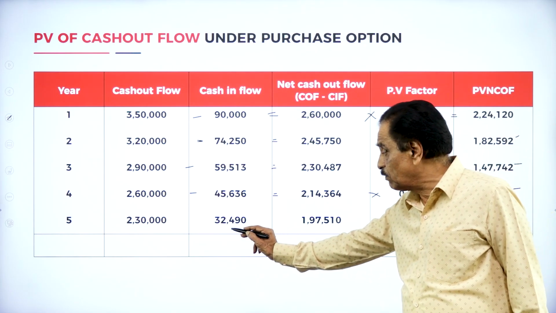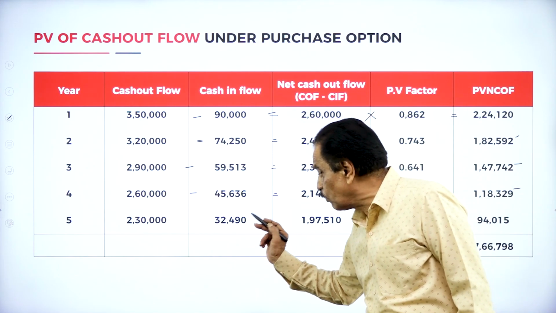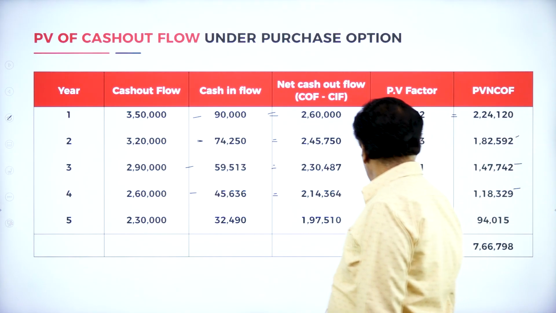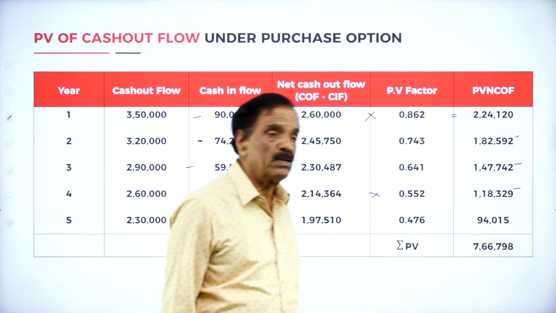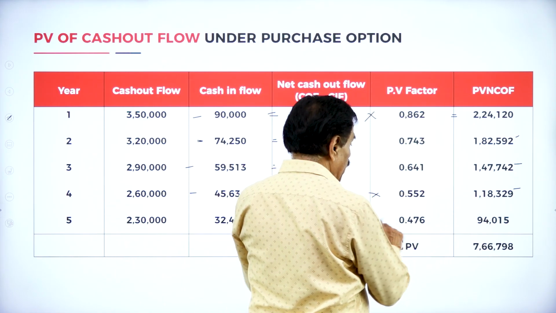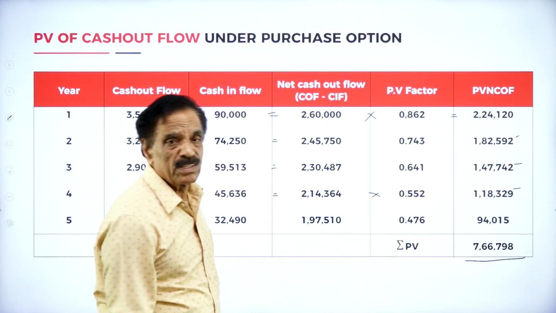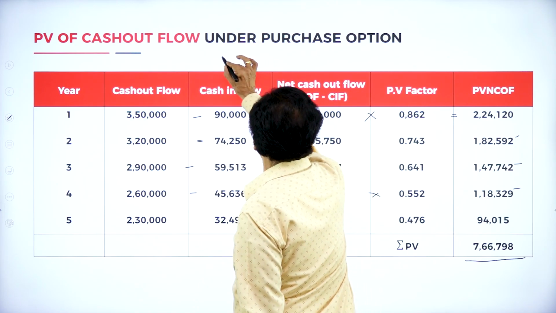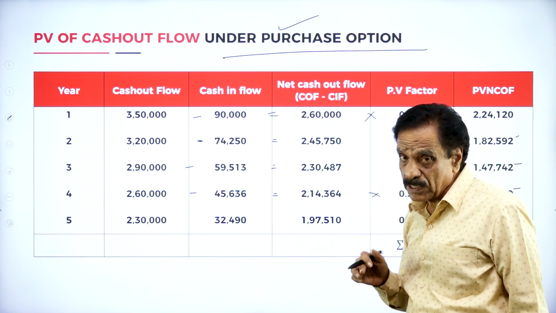Out of that, cash inflow means the 30% exemption on interest and tax is 32,490. The amount is 1,97,510. So on that, cash inflow is 0.476. It is 94,005. If we add all these things, the total sigma PV present value is 7,66,798. This is the purchase option. Cash outflow under purchase option.